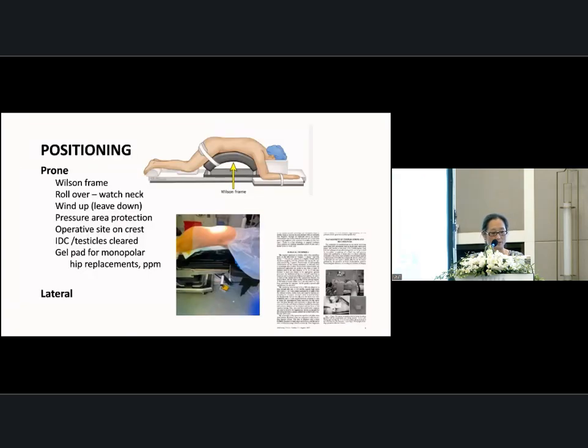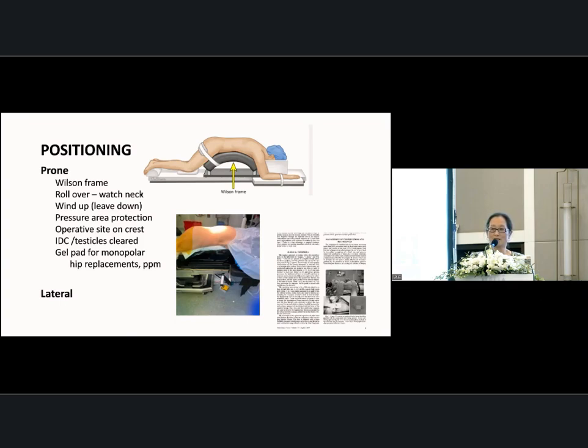So with positioning, classically the patient's placed prone, although in earlier situations patients have been positioned laterally, and sometimes that can be the case when patients can't be ventilated in the prone position due to obesity. So they're placed on the Wilson frame. When rolling over the patient, we use spinal precautions. We take note that usually if they've got a very bad back, patients will probably have a very bad neck as well.